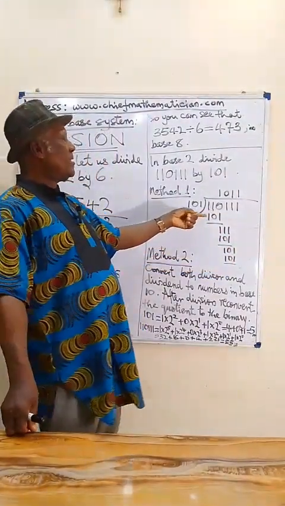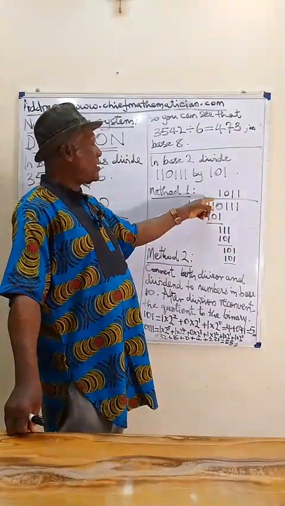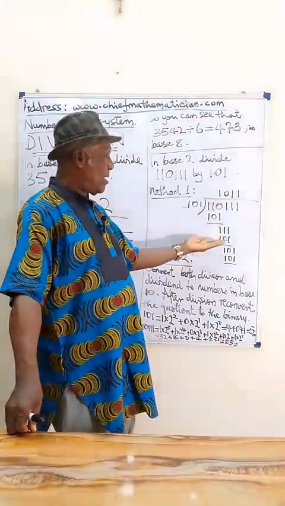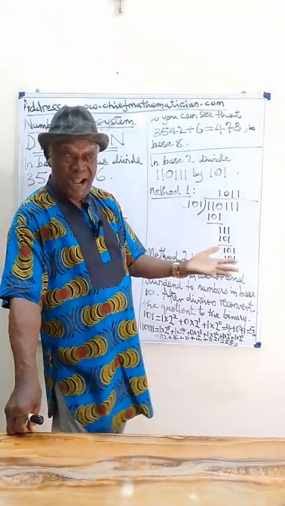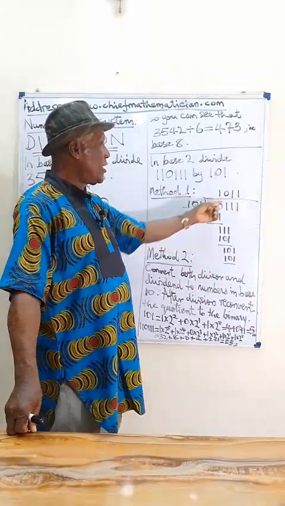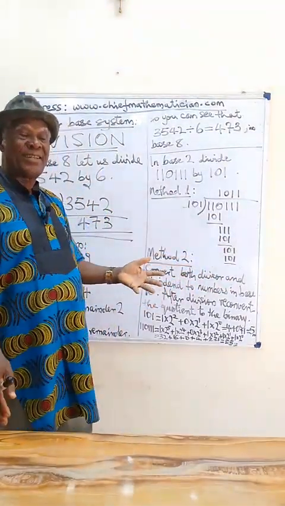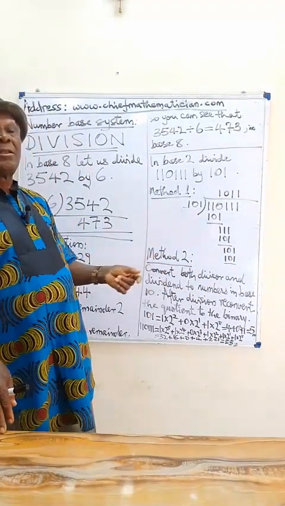So you can see that dividing 110111 by 101, following that approach which you are familiar with in base 10, will give you 1011. But to be sure that we actually did the correct thing, let us look at this second method.